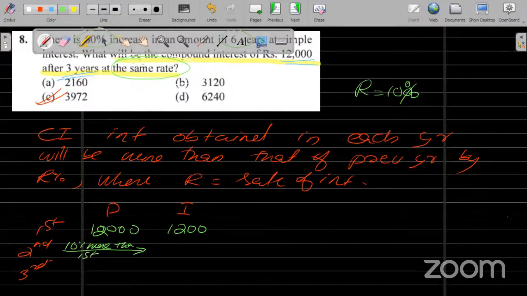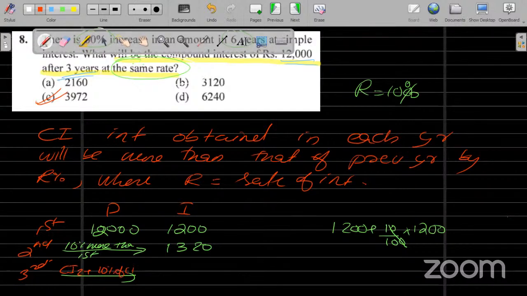So 1,200 plus 10% of 1,200. For calculating 10% of any number, we divide the number by 10. So 10% of 1,200 is 120. 1,200 plus 120 is 1,320. That is the compound interest in the second year. And the compound interest in the third year will be the compound interest in the second year, 1,320, plus 10% of that, which is 132. 1,320 plus 132 is 1,452.